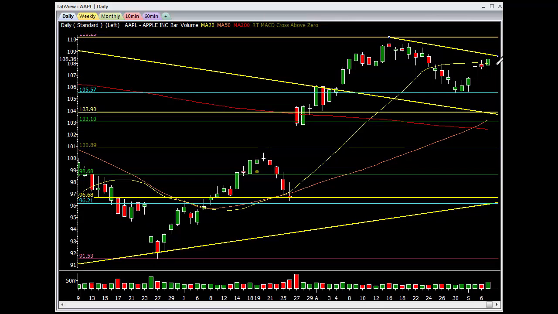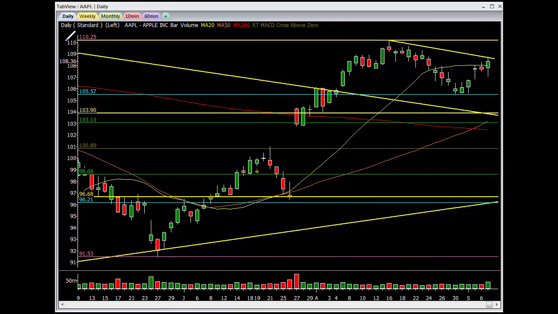So let's see if we could get above that. Let's see if we can recapture this. We need to close above this high to confirm above the 20 MA. Then I think we could possibly go to the 110 area.